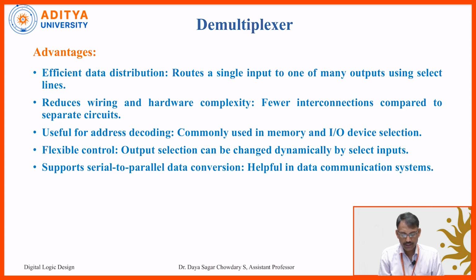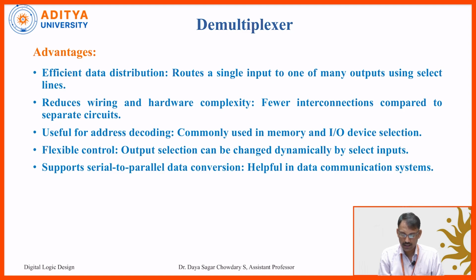And it reduces wiring and hardware complexity. Because of this particular device we can reduce the wires, and that is why we are reducing the complexity. It is also useful for address decoding. Most of the time these demultiplexers are used for reduction in the circuitry.